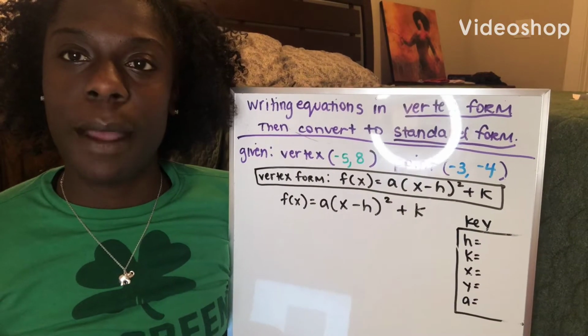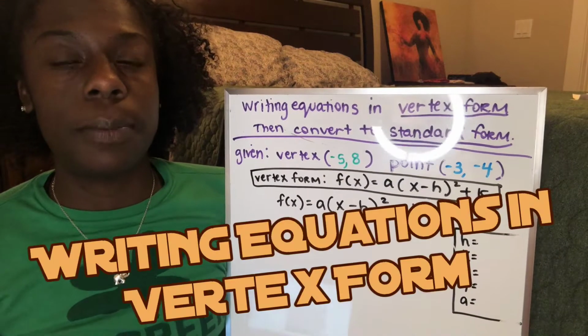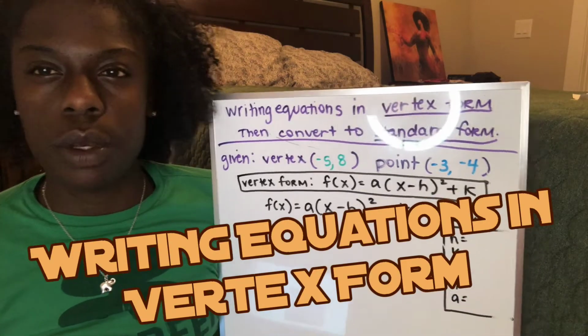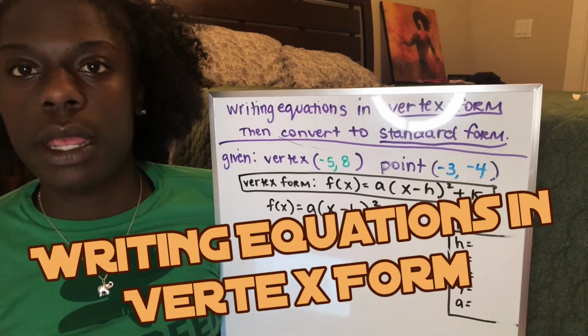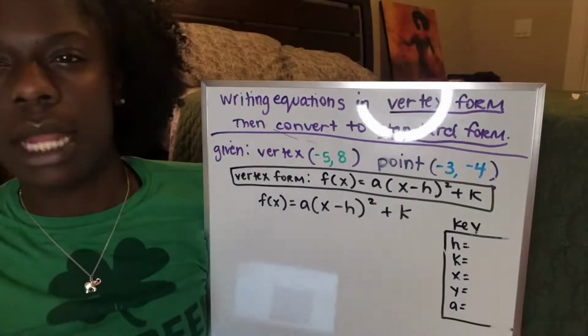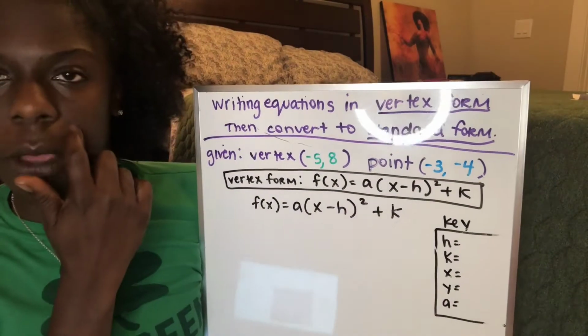Hey y'all, so I'm back again with our example for the day, our model problem. Our topic for today has us writing equations in vertex form and then converting them to standard form. And this light is going to do that, so just bear with me, okay?